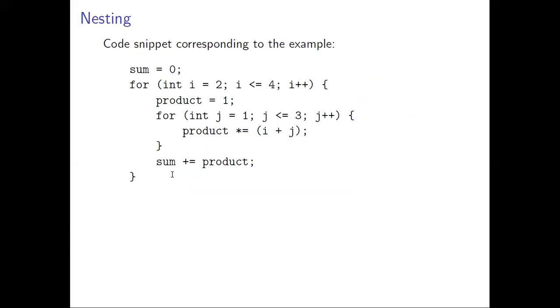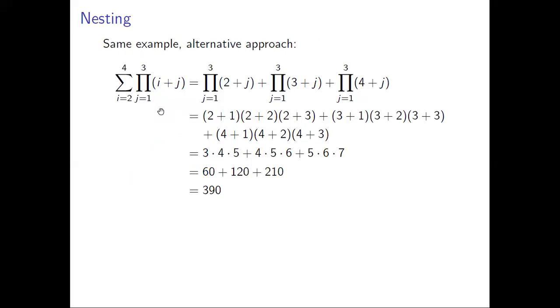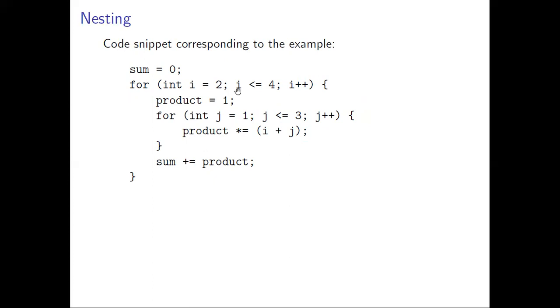And now here, interestingly, here's a code snippet corresponding to the example. Okay, so we start with the sum of 0, and we have this adder loop, which is the summing loop, starting from i equals 2 through 4. And then each time we go through the adder loop, we need to do the inner product loop, right? So we start with product equals 1. Now think about why we start with 1 instead of 0.